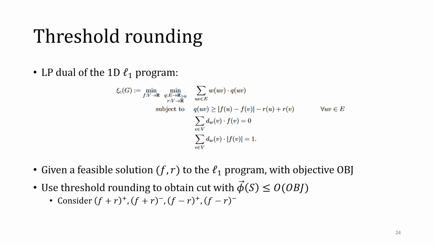In previous threshold rounding algorithms, they will usually consider either the positive part or the negative part of the embedding f. And here, the tweak is that we have to consider the positive or negative part of either f plus r or f minus r. So one of these will succeed.